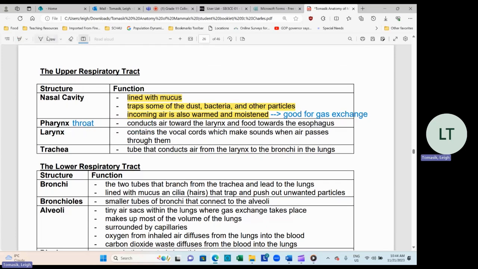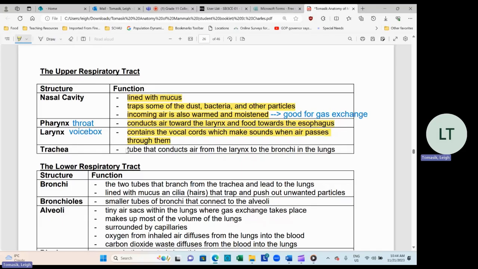And that just your throat's job is to conduct air towards the larynx and food towards the epiglottis, right? It's the air food sorting system. And if everything goes well, your food goes to your stomach and the air goes to your lungs. Your larynx is, of course, your voice box. Your voice box contains the vocal cords, which make sound when air passes through them, and that is how I'm teaching this class.